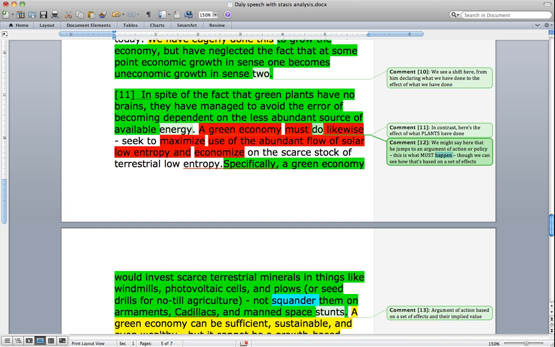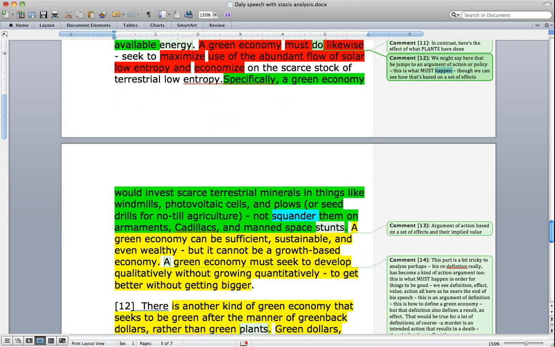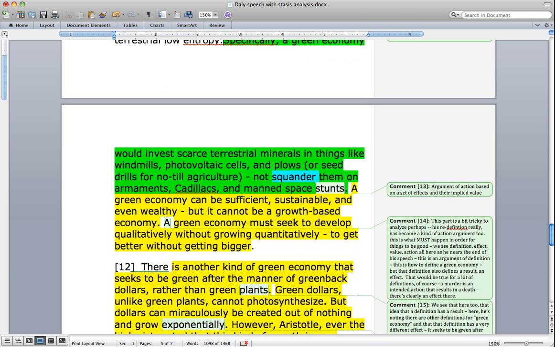A little bit more about effects. Specifically, a green economy would invest. This is what it would do. We could also say that this is an argument of action, but I think it's a little more specific to see that he's building his action argument on positive effects. Here's what a green economy, once we know the definition of a green economy, here's what it would do. It would invest. And I think he's slipped in the word squander here, which is a value argument, right? Investing is good, but squandering is bad. So he's got an implication there of negative value. And he continues with his definition. Here's what a green economy would be.